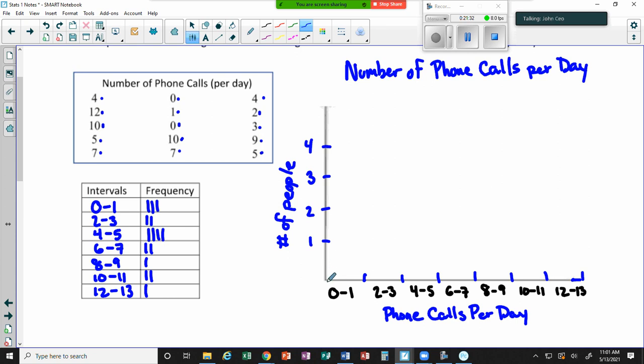All right, so from 0 to 1, what's my frequency here? 3. So when I make my graph, I'm going to make a box.